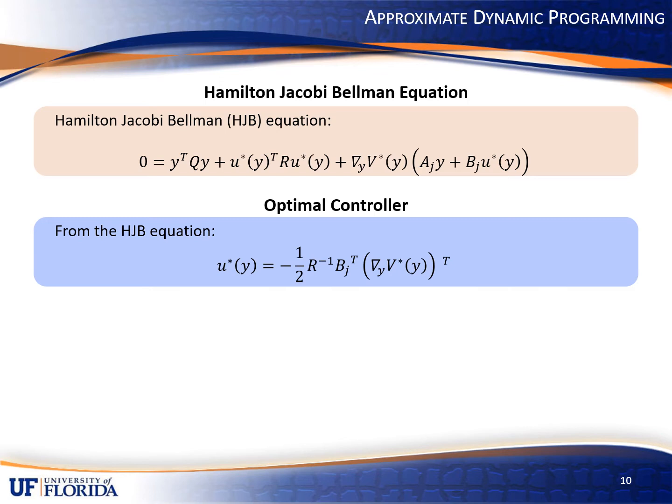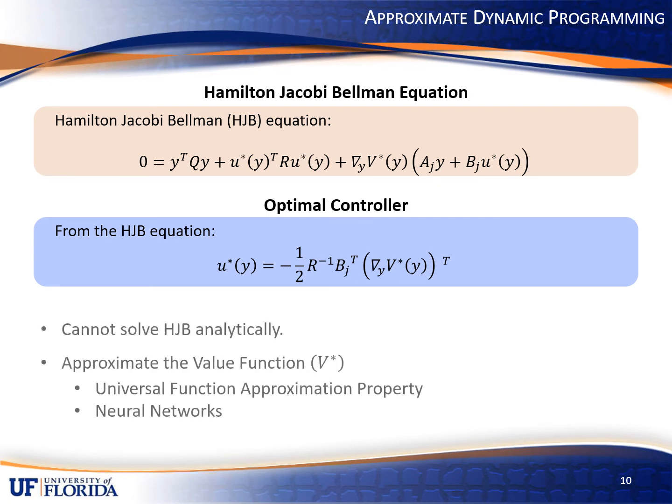But the difficulty here is that to implement the analytical optimal control policy, you have to have knowledge of the optimal value function V star. So if we know V star, then we similarly know the optimal control policy. But unfortunately, this is a difficult thing to do because you can't actually solve the HJB analytically for every case. So what is done in approximate dynamic programming is that the value function is approximated with a neural network.